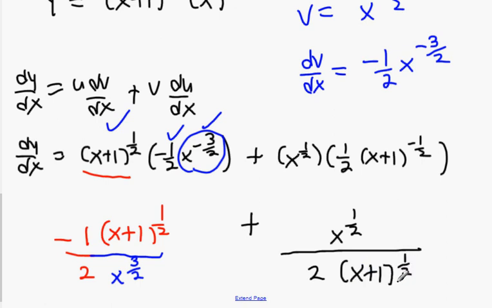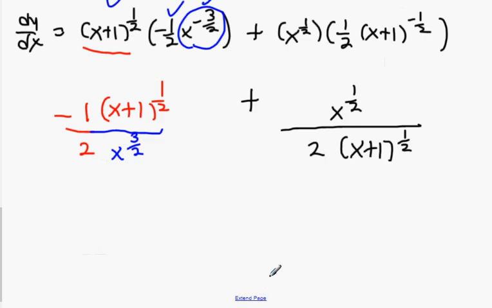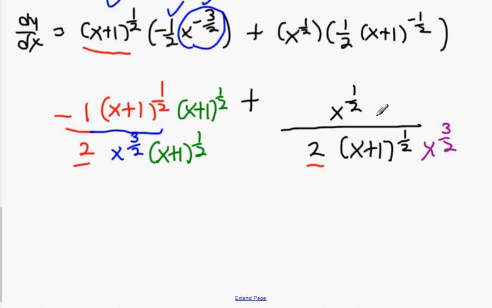Now look at this, guys. We're looking at common denominators here. Now, for the common denominator, they both have a 2, don't they? So, basically, this one here hasn't got an x plus 1 to the power of a half. So I'm going to multiply top and bottom by x plus 1 to the power of a half. This one here hasn't got an x to the power of 3 over 2. So I'm going to put an x to the power of 3 over 2 on the bottom and x to the power of 3 over 2 on the top.